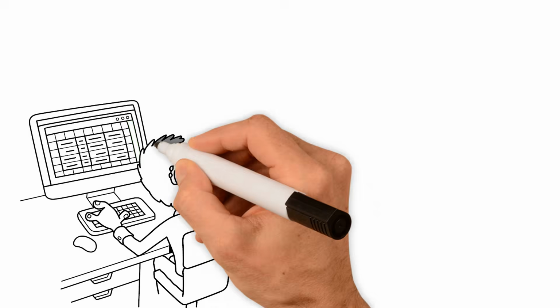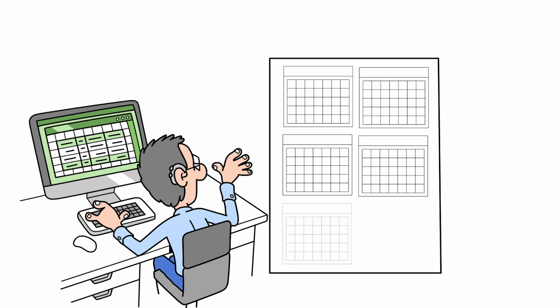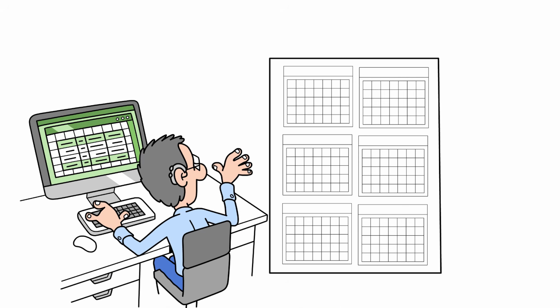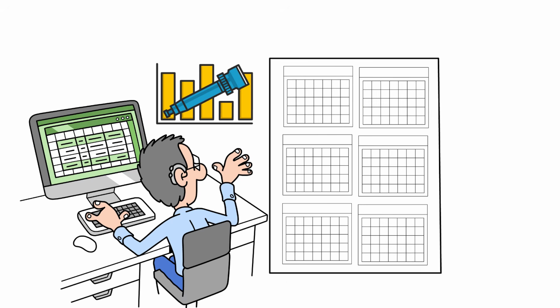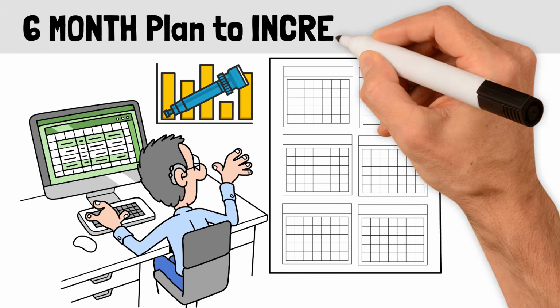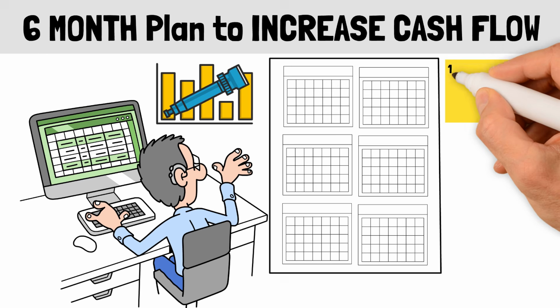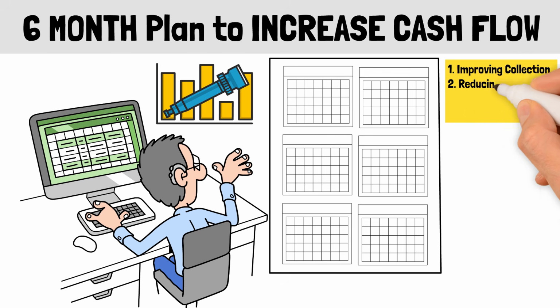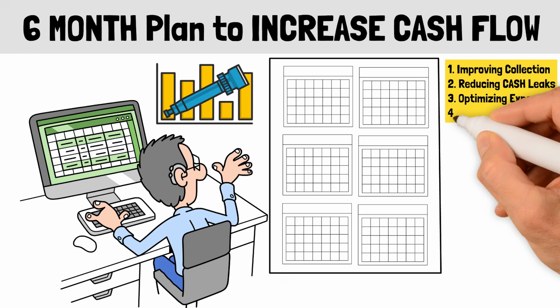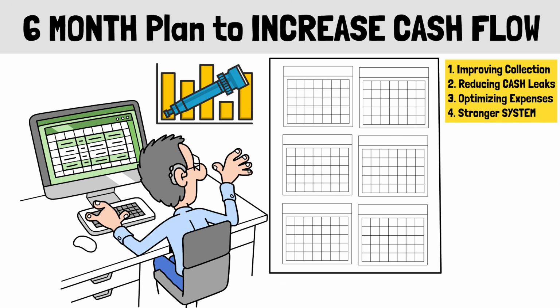What if your business could generate more cash over the next 6 months without dramatically increasing sales? In this video, you will learn a practical 6-month plan to increase cash flow in your small business by improving collections, reducing cash leaks, optimizing expenses, and building stronger financial systems.